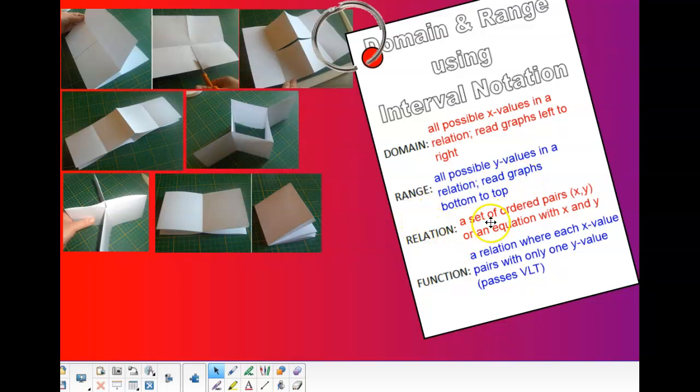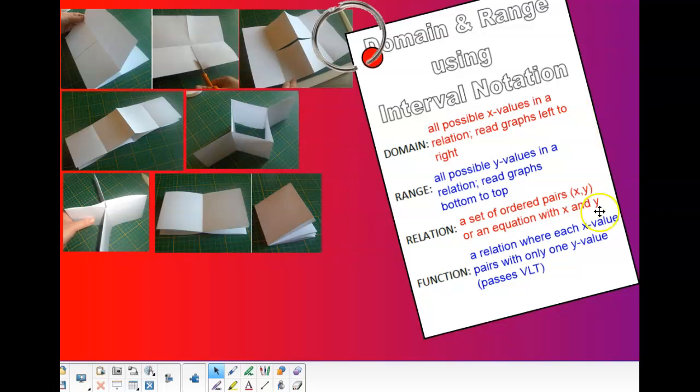Remember that a relation is any set of ordered pairs where the x is first. It's your independent variable, and the y is listed second in the ordered pair. That's your dependent variable. Or it's an equation with x and y as your variables. And then a function is any type of relation where each x value pairs with exactly one y value, which means graphically it'll pass the vertical line test.